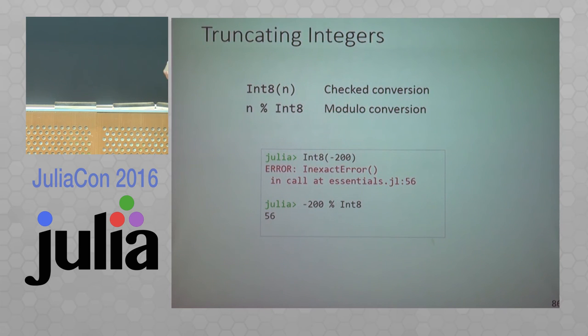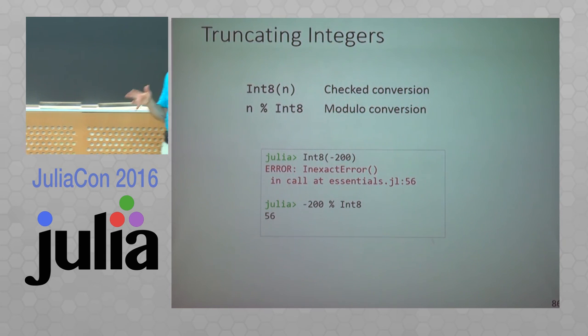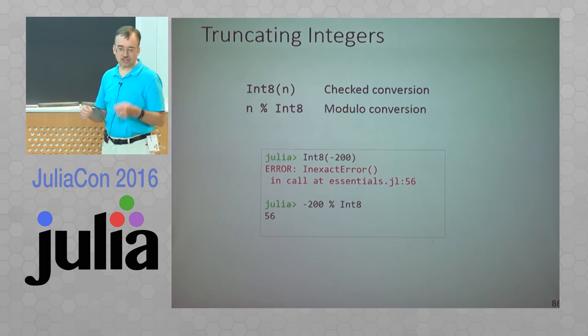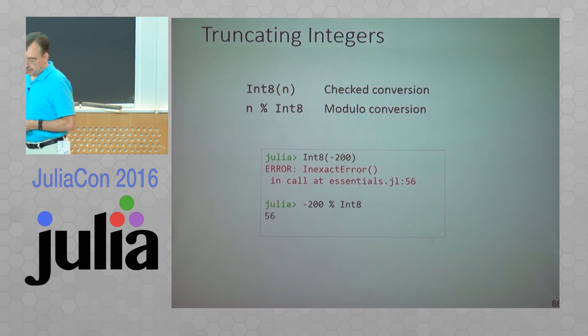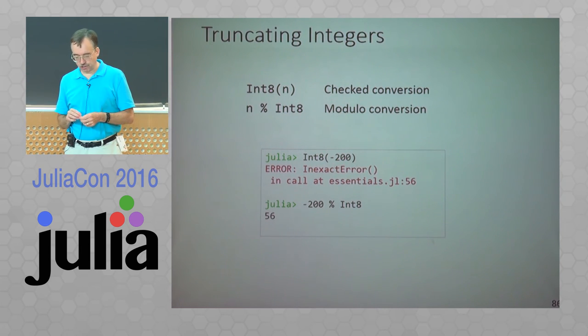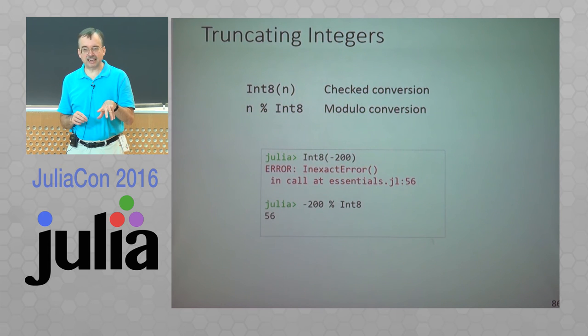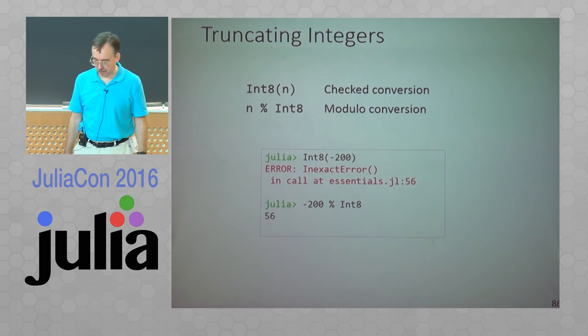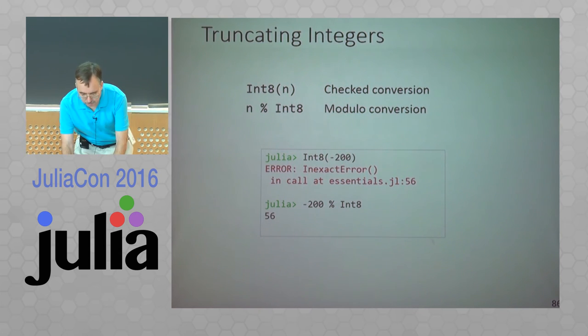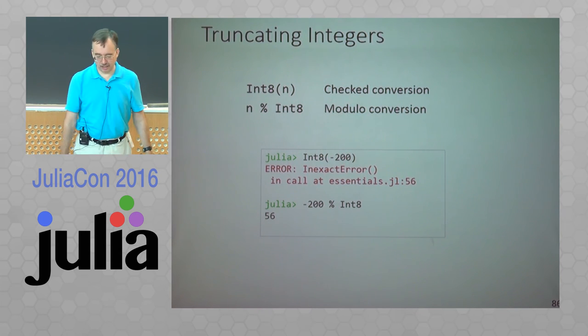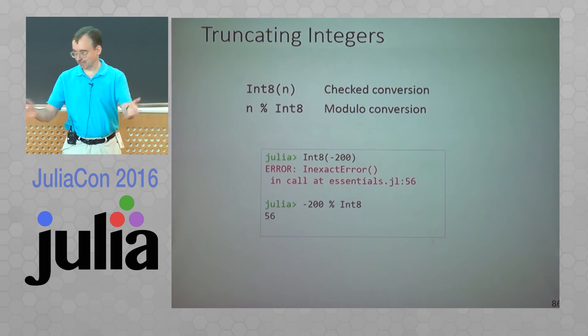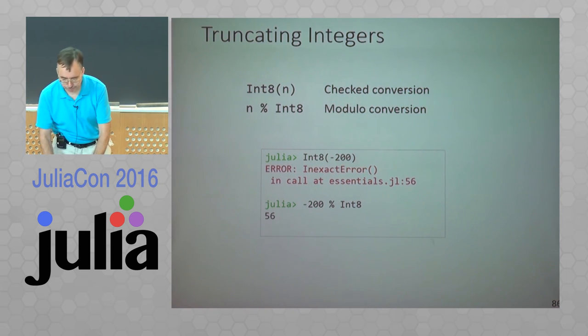So for example here, Int8(-200) doesn't fit, so it throws an exception. Whereas -200 % Int8 just says, yeah, we're going to force fit it. So you're going to take the low order 8 bits and run with them. You see that -200 is equal to 56 modulo the low order 8 bits.